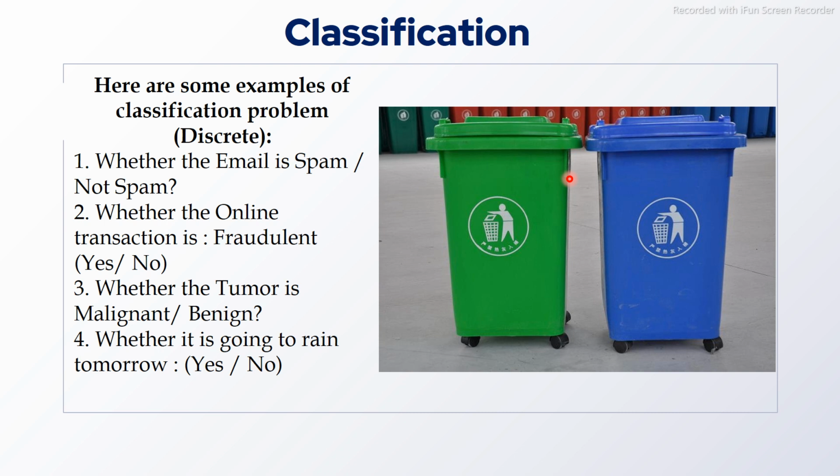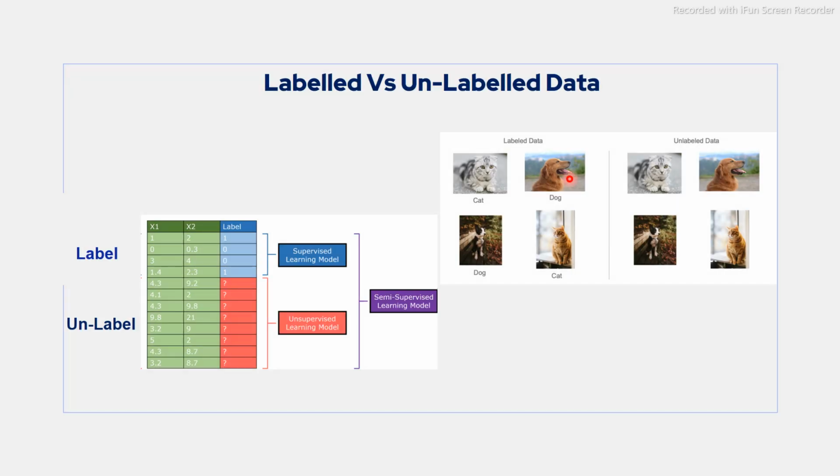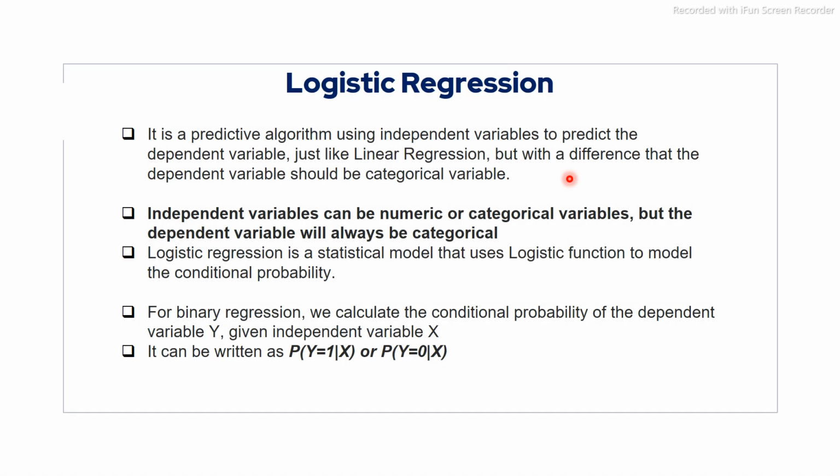Whether an online transaction is fraudulent or not, if it is a fintech company, they are going to trace it out, and if the transaction happening is fraudulent, then they are going to raise the red flag. Similarly, whether an image shows a tumor or not, and whether it is going to rain tomorrow. So these are all cases of classification algorithms. In classification, we are talking about binary classification.